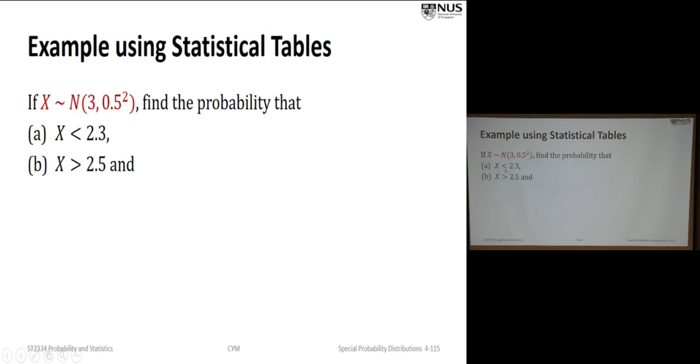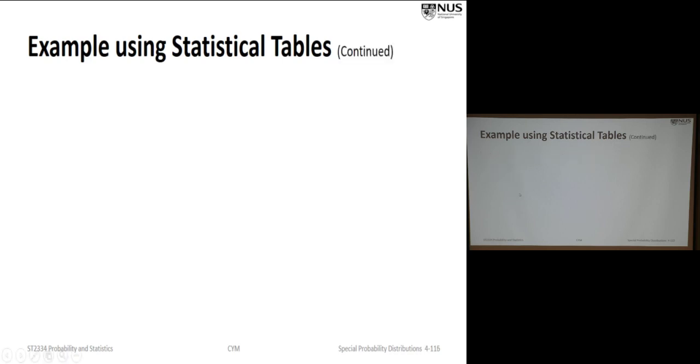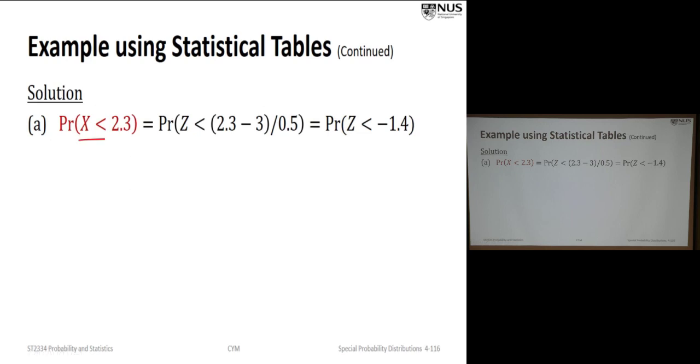So basically you have to do two things. If you don't have the calculator or computer to do it for you, convert it to standard normal. X less than 2.3, how many standard deviations? This one, 2.3, is less than the mean. So it's equivalent to how many standard deviations below the mean. So we convert it, and you can see that x less than 2.3 is the same as a standard normal less than minus 1.4, which is 1.4 standard deviations below the mean.